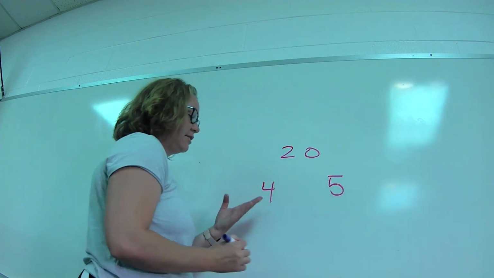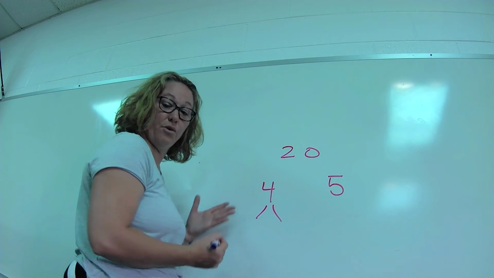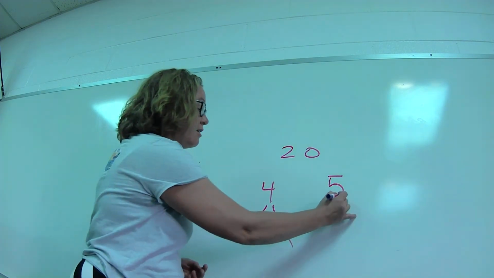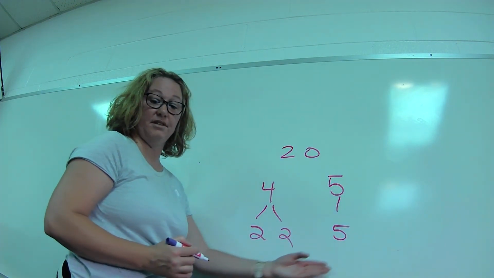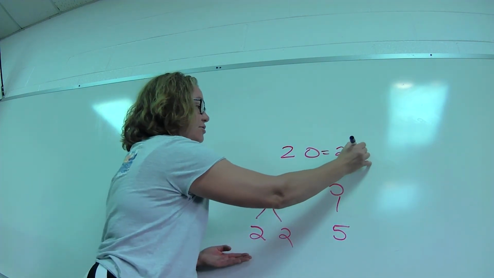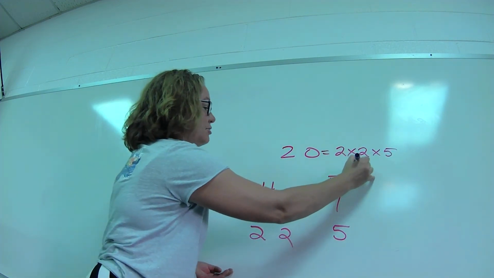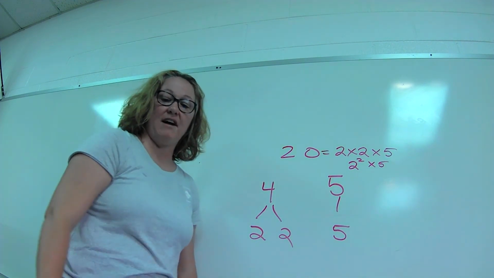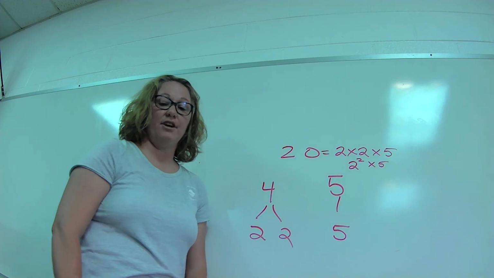All right. What are the prime factors of 4? Well, 4 can be factored out 2 times 2, so those are prime. 5 is already prime, so I'll bring my tree down. Again, I want the same number of branches here. So 20 will equal 2 times 2 times 5. If I use exponents, that's 2 to the 2nd power times 5. Again, factor trees can just be another way of finding the prime factors of a number.